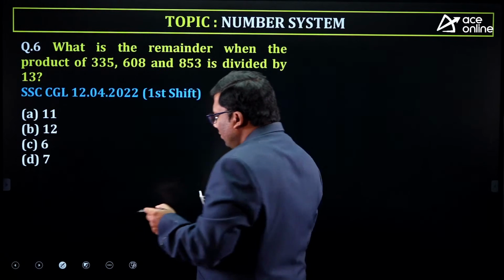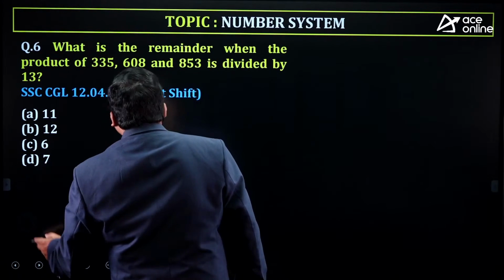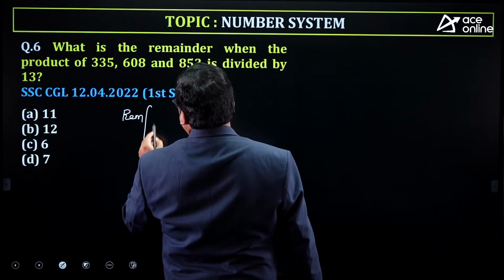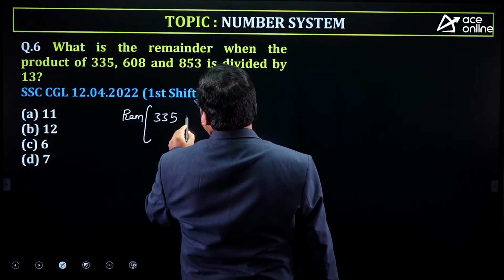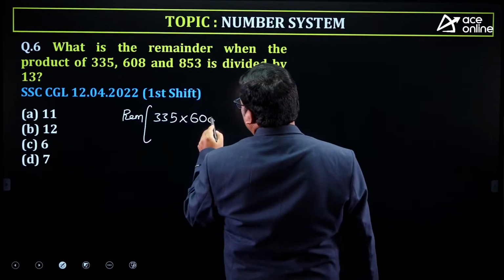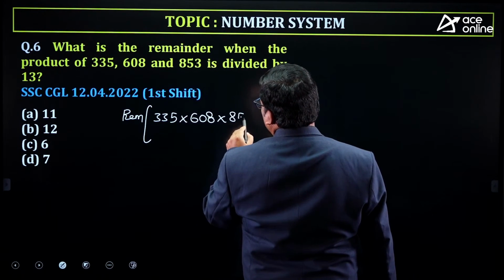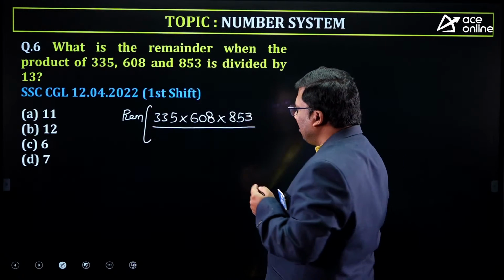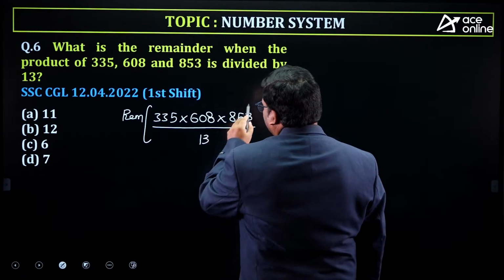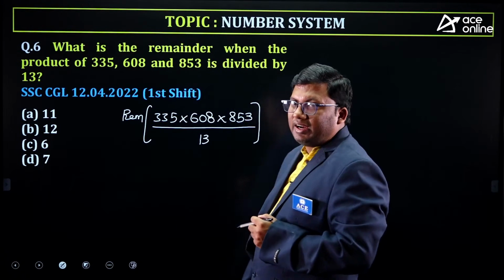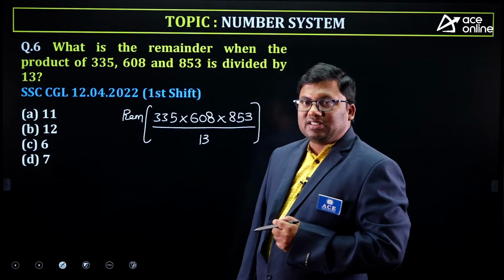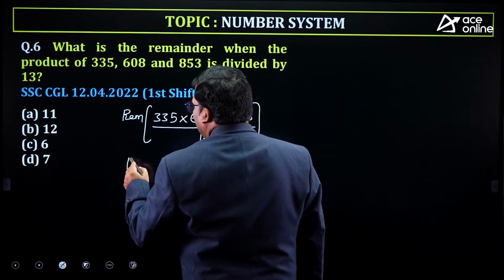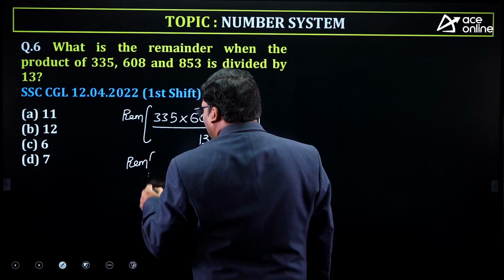Next one. What is the remainder when the product 335 into 608 into 853 is divided by 13? When 3 numbers are multiplied and divided by 13, what is the remainder? The best way to solve this question is to go by the individual remainders.